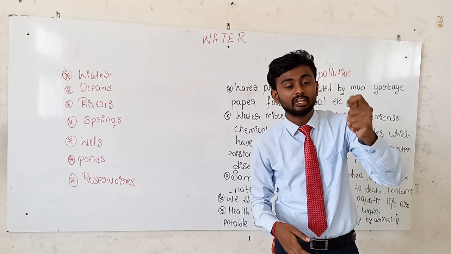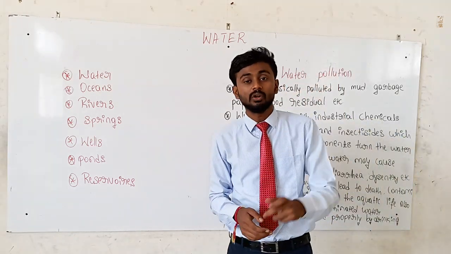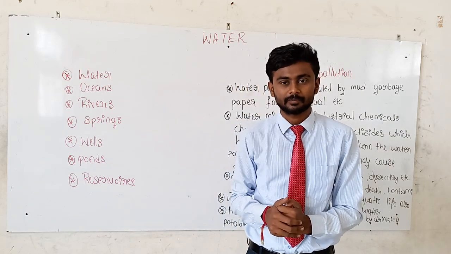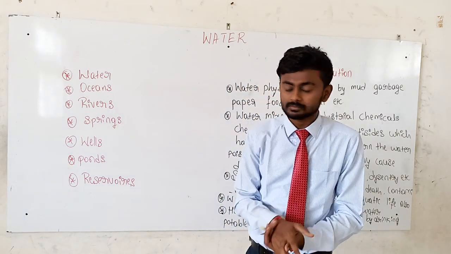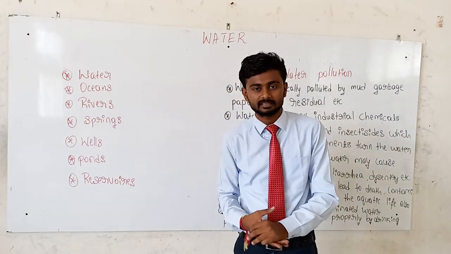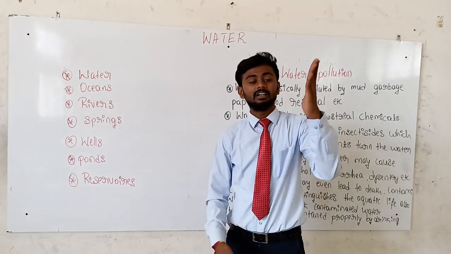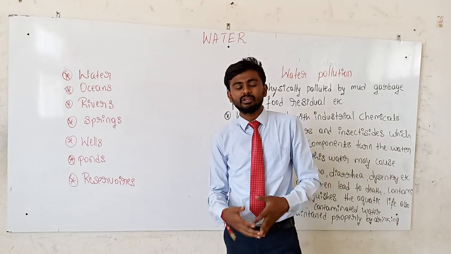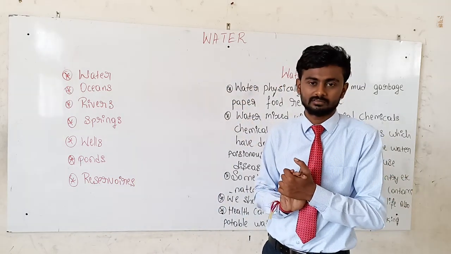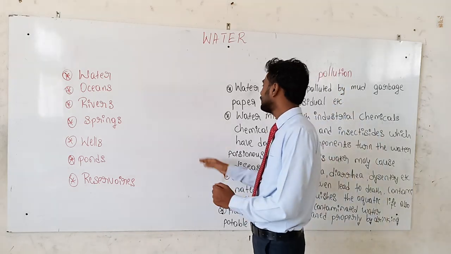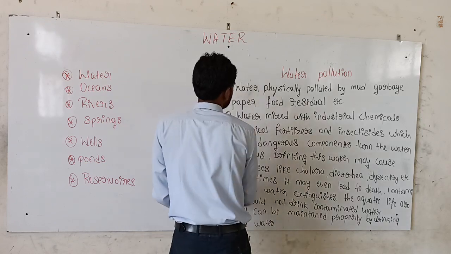Also afterwards we understood about the rivers, how the rivers are useful for human beings and how the rivers are useful for animals. Next, we understood about the springs, the wells, the ponds and the reservoirs. So in this way we understood about water and its sources in the last class.